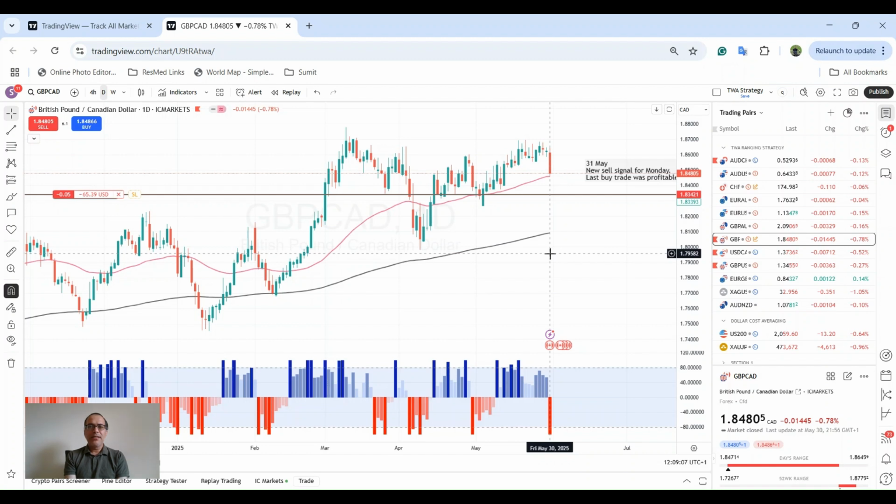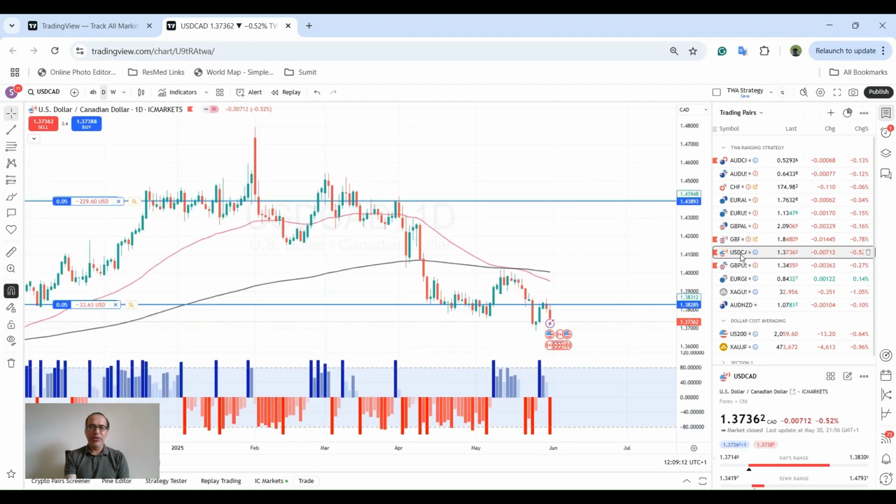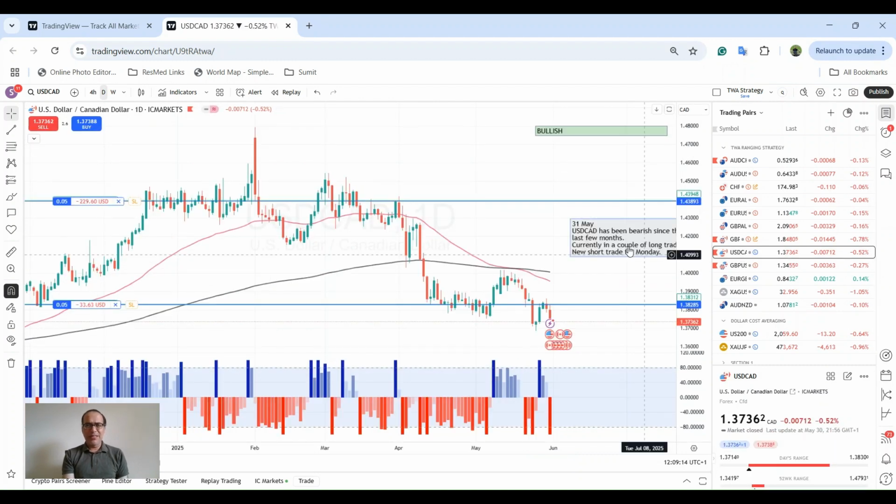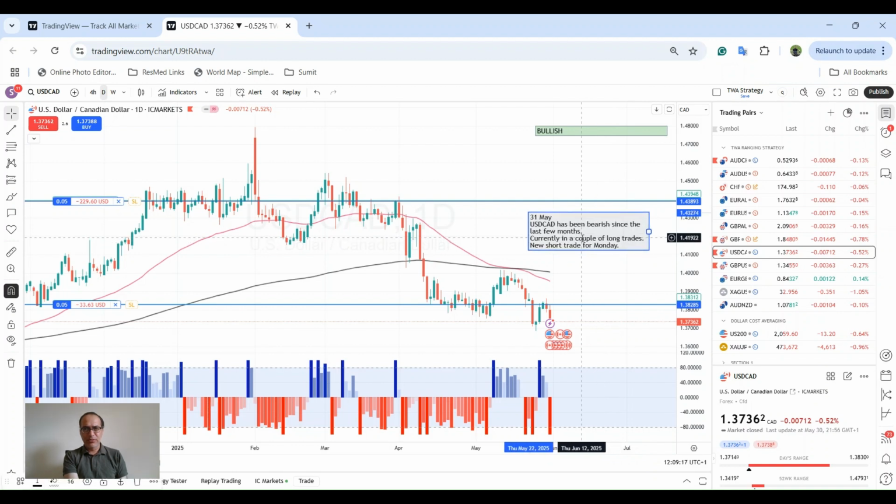The USD CAD, I don't like this pair too much, but overall, because it's range bound, it has been quite profitable for us. Currently in a couple of buy trades, which haven't gone in our favor so far, but we've been making money on the sells. This pair has been bearish for the past couple of months, and we have a new short trade for Monday, which we will get into.